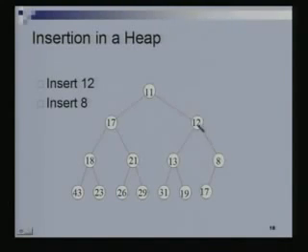Once again 8 has a lower priority than its parent. So, we would swap 8 and 12. Once again this has lower priority than its parent. So, we would swap 8 and 11. And now we are done. This is now a heap with 8, the element that we inserted last, now at the root of the heap, and in fact it should come there because this is the minimum priority element in the entire heap.